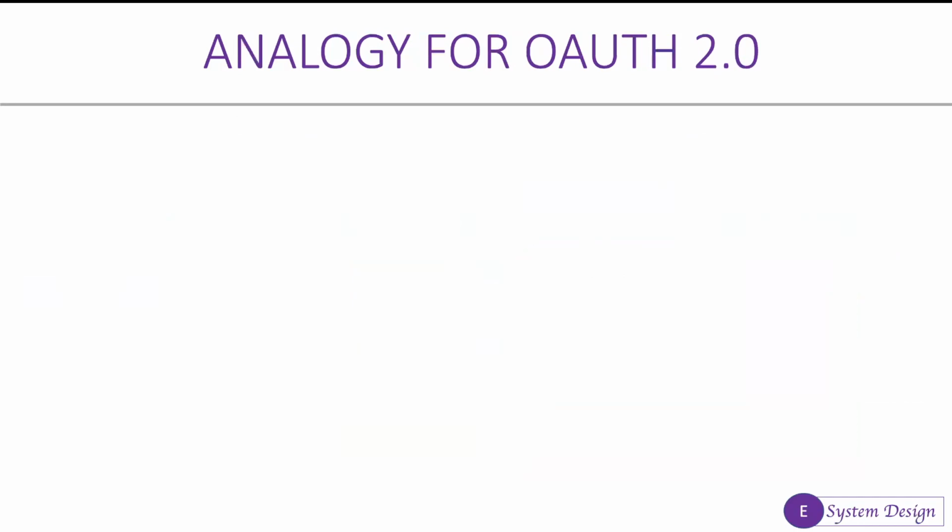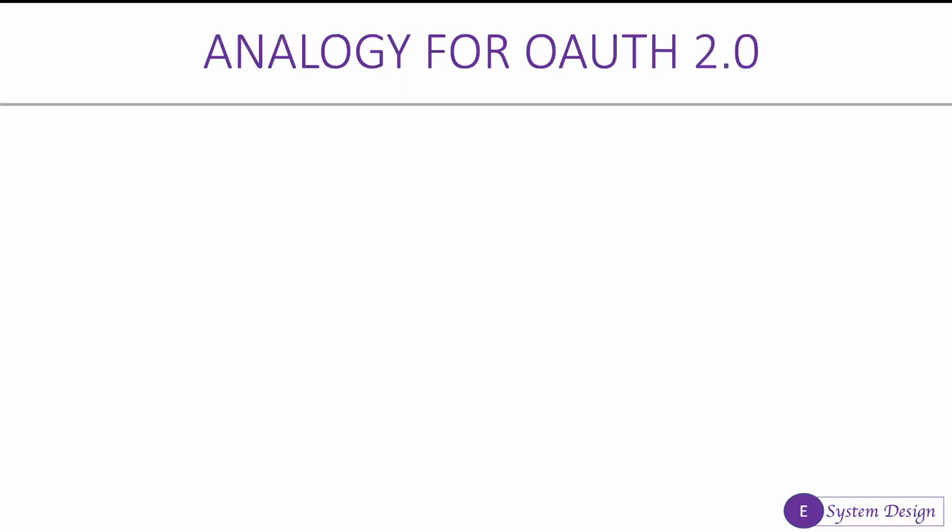Now we'll try to understand more with an analogy for OAuth 2.0. There is a very common analogy linked to a scenario involving a valet key for a car. Imagine you have a high-end car and you want to give a valet temporary access to park your car without giving away your main car key.